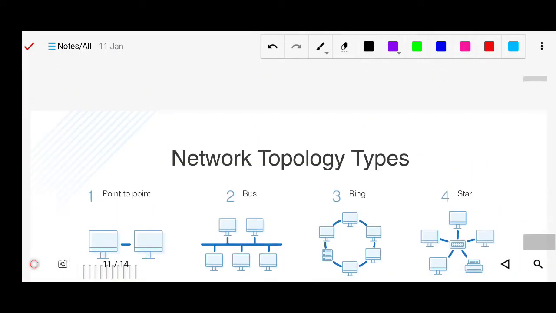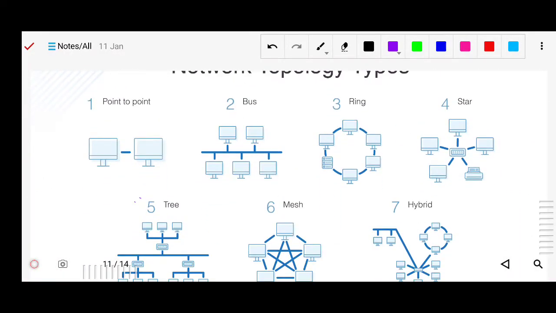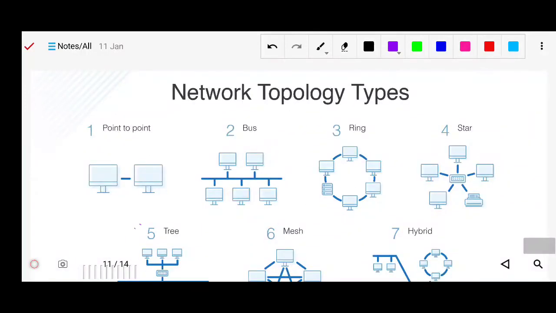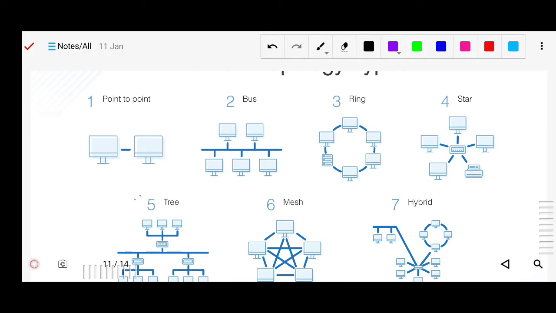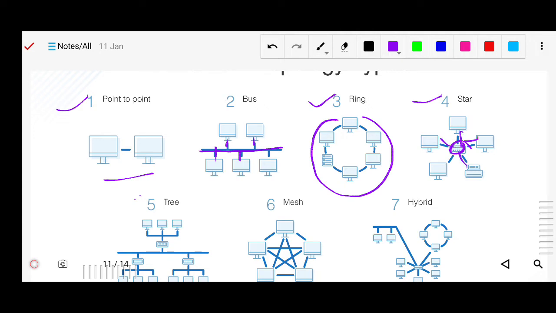You can see some of the network topology types. First type is point to point, where two computers are connected. Next you can see the bus, where one main line is there and all are connected through it. The ring, where all are connected one after another. Next, the star, where one is in the center and everybody is connected to it. This formation is the star.